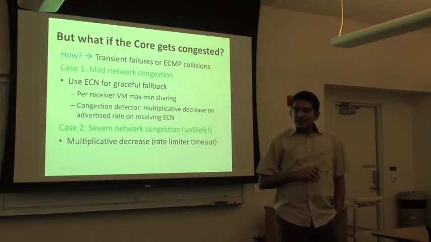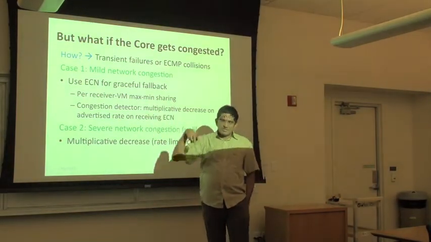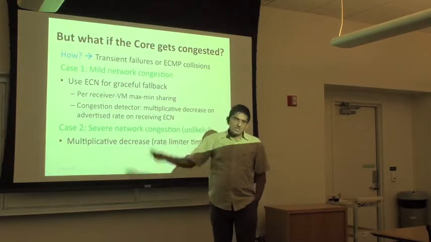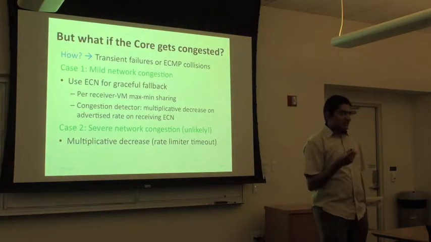It doesn't matter which link. So just start backing off. So we do incorporate ECN feedback into our rate control mechanism. Talk to me if you want to know more details about it. And this ensures that you basically fall back if there's congestion.